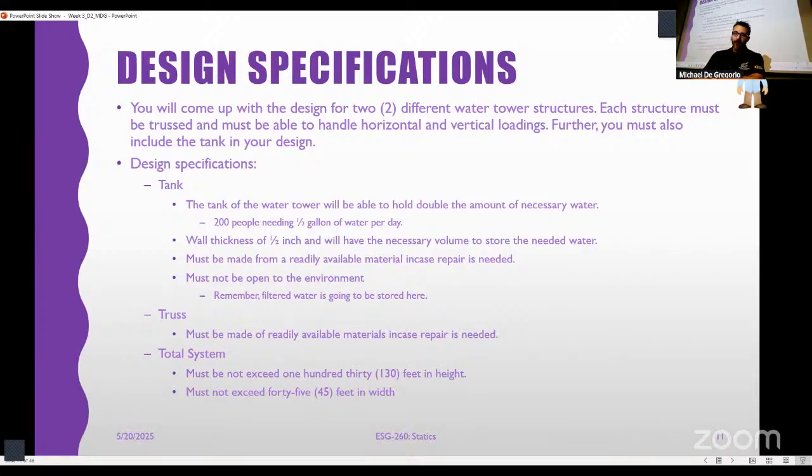Also, you need to have a wall thickness of 1/2 inch, and you have to have the necessary volume to store the water needed. Obviously, because if you can't store enough water for everybody, then you kind of didn't do the thing. All right. It must be made from readily available materials in case repair is needed.